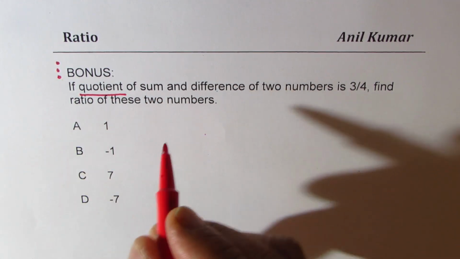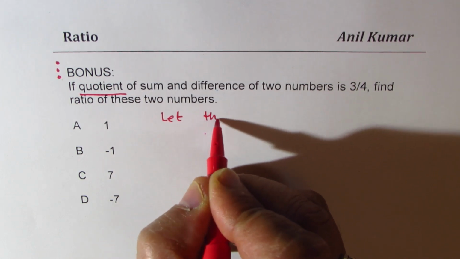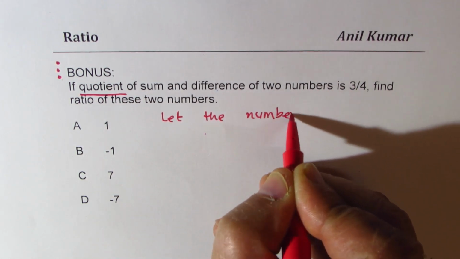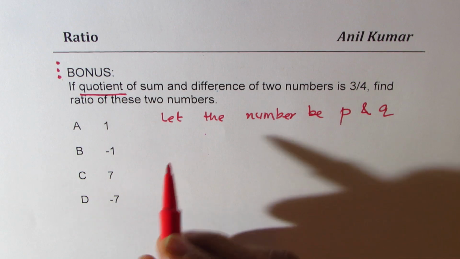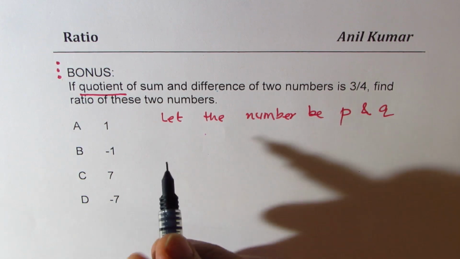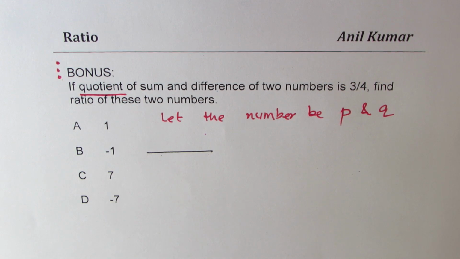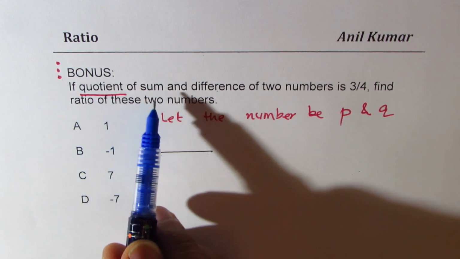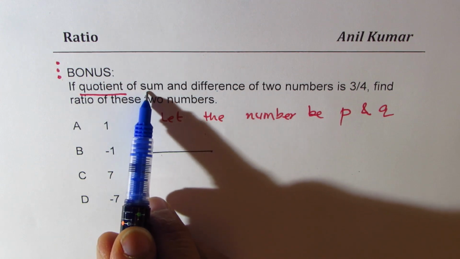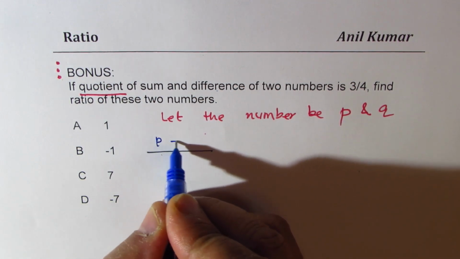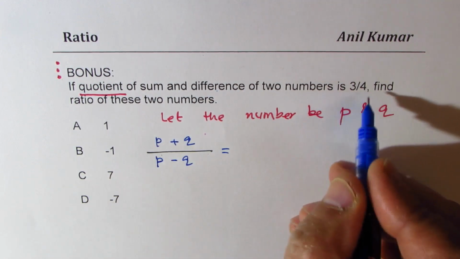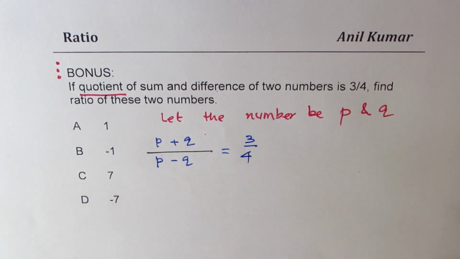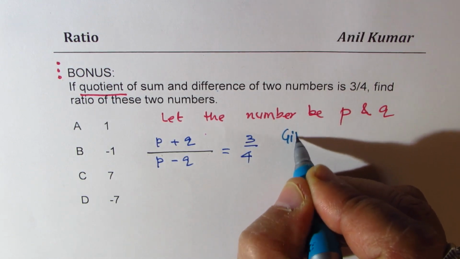So what we will do is, let the numbers be P and Q. Now let's do it. So quotient means we have something in the numerator divided by something in the denominator. Perfect. If quotient of sum and difference, that means sum is in the numerator, so we'll add these two, P plus Q. And difference means P minus Q. That is equal to 3 over 4. That is given. Do you understand what is given? So this is what is given to you.